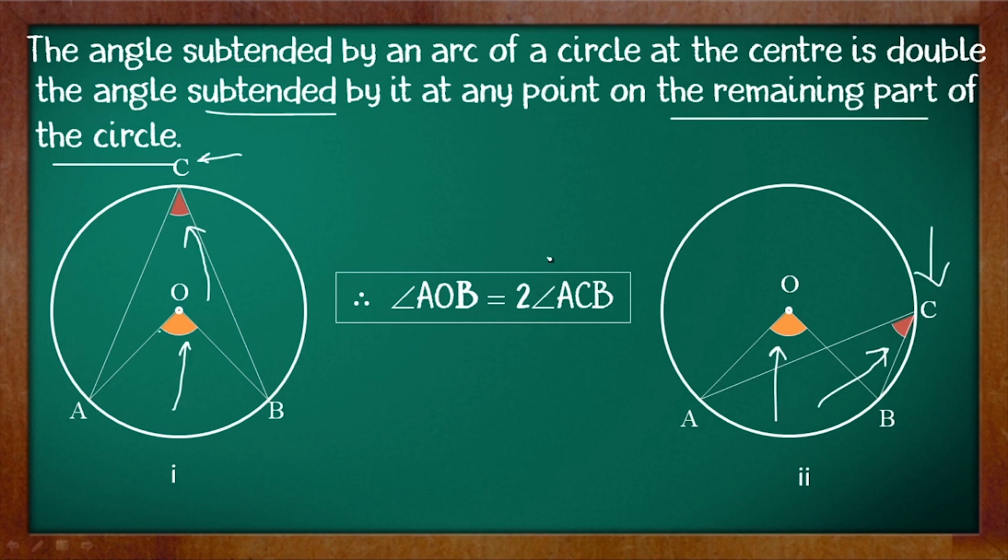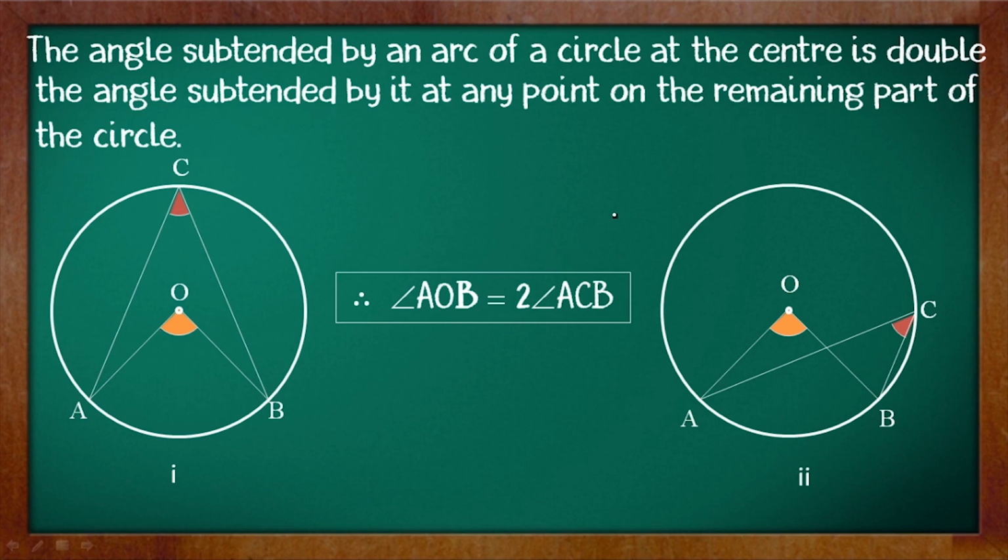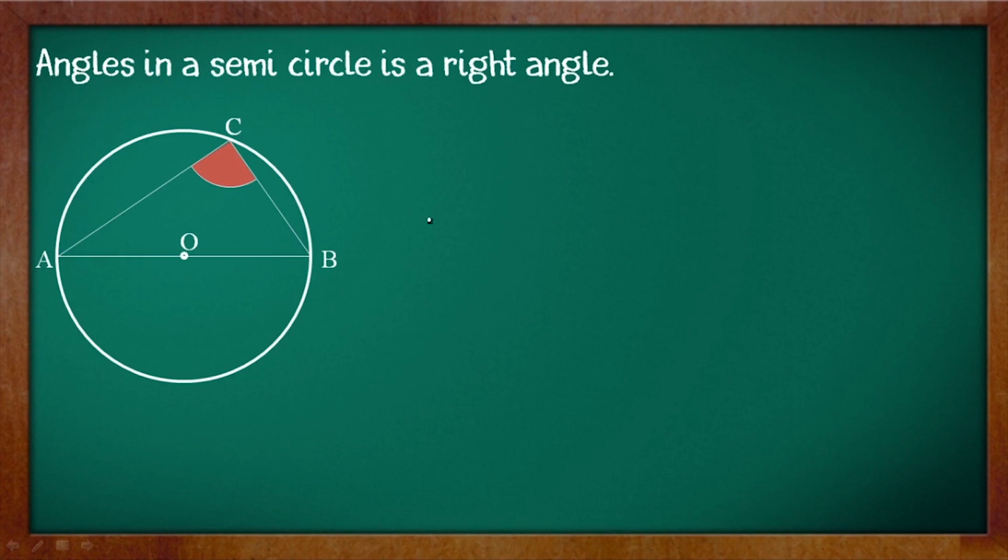So this is an important result. This theorem is also proved. If you have not gone through that proof, the link will be given in the description. Now using this result, let's solve the theorem that the angle in a semicircle is a right angle.